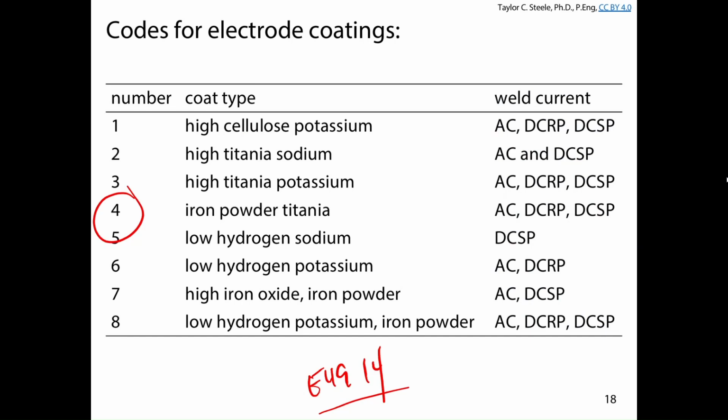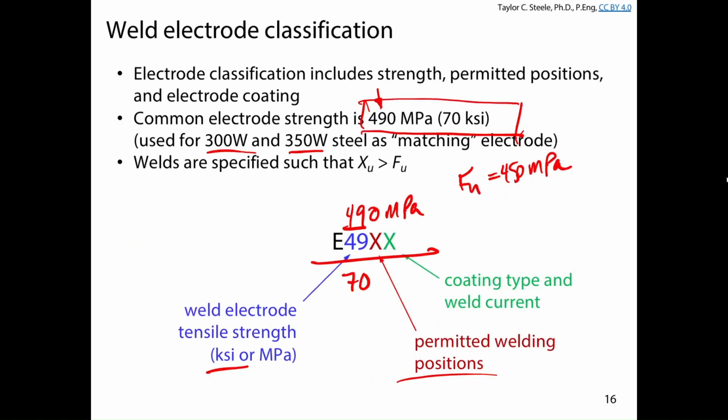As the engineer, it's very common for us to just specify on the drawings E49XX. That leaves it to the fabricator or the welder to decide, based on the position that they're trying to weld or where they're trying to weld, what the other two numbers should be. You just specify, generally speaking, the strength.